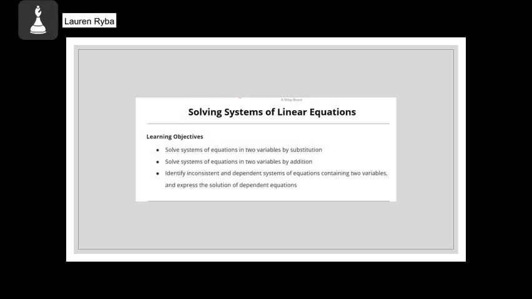Now we're also going to solve systems of equations using substitution and elimination, which our book calls addition, and then talk about inconsistent and dependent systems of equations and express the solution of those dependent equations.